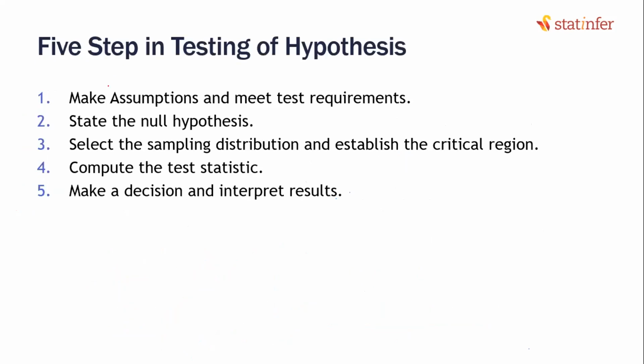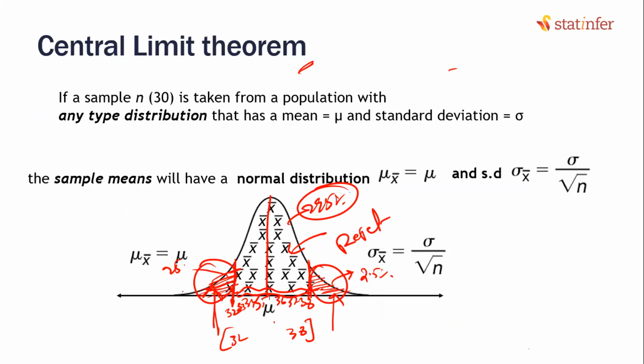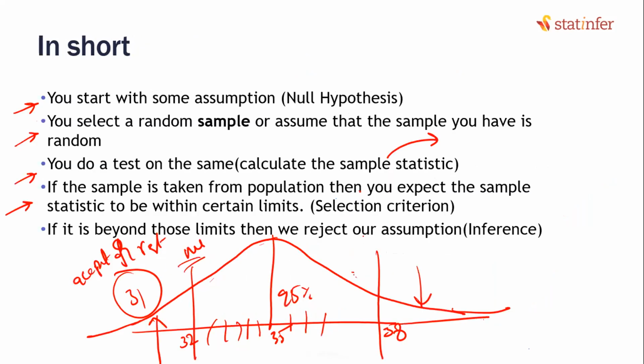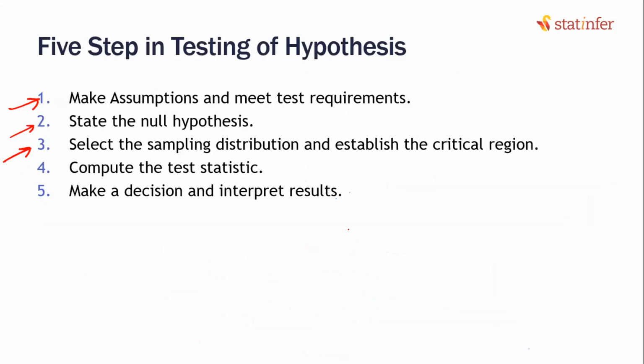So there are 5 steps in testing of hypothesis. You start with making assumptions, which is the null hypothesis. We state the null hypothesis. Select the sampling distribution. For the sample mean, the central limit theorem says that the sample mean follows the normal distribution. But if you take the sample standard deviation, or if you're testing something else, it may not follow the normal distribution. Sometimes the distribution followed by the sample statistic will be a different one. So depending on what distribution it follows, we have to find out the 95% limits. We compute the test statistic, then finally make the decision.